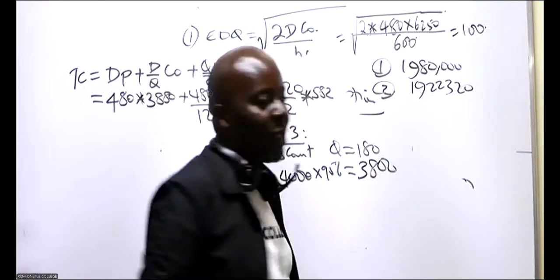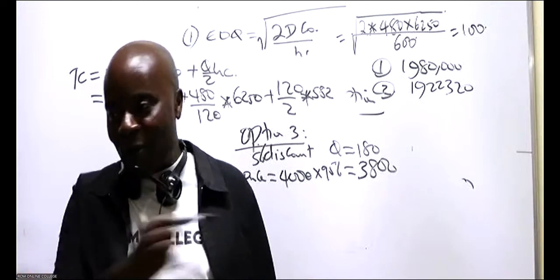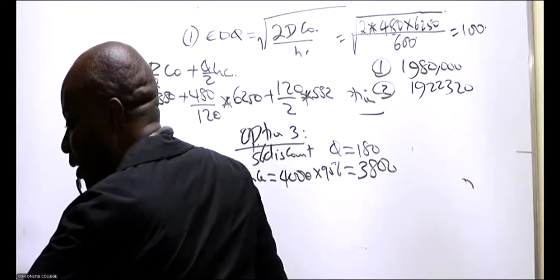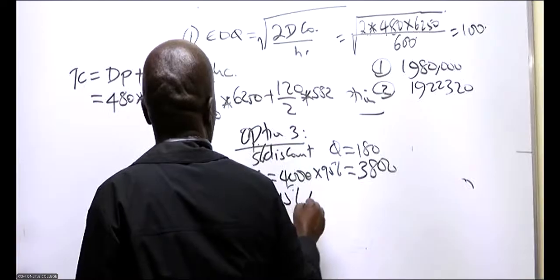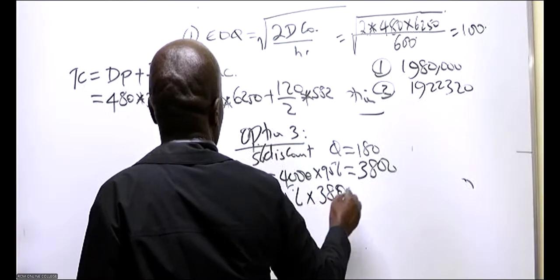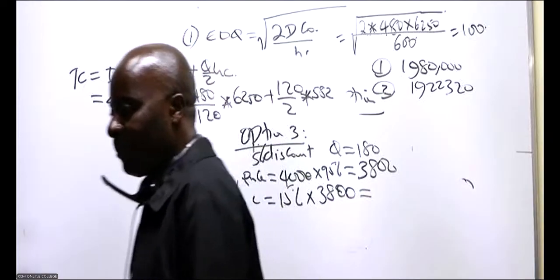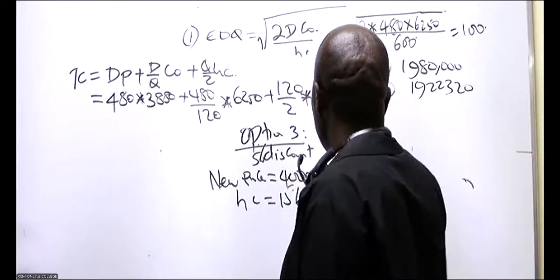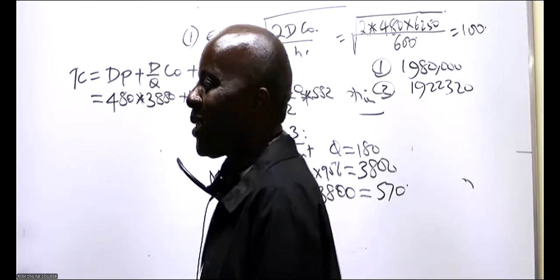Having gotten this, what will be the next parameter to calculate? The holding cost will change because this has changed. Somebody already has a holding cost of 570. So the holding cost is 15% of the purchase price, isn't it? 15% of the purchase price. 570. And then, ladies and gentlemen, after that, what else do we need?